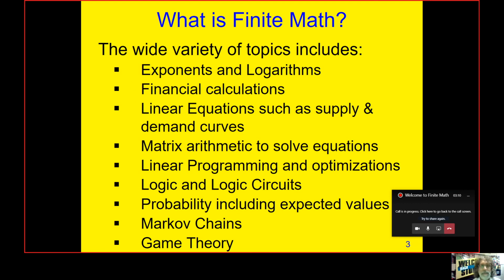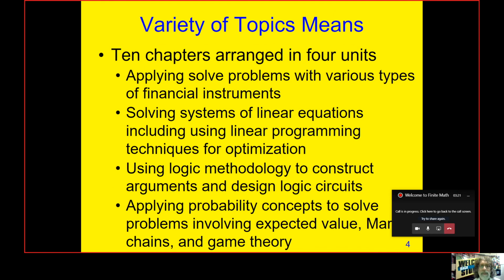Now, specifically, there's a wide variety of topics within finite math, and you can see 9 of them right there. What we're going to do is arrange those items into 10 chapters in the book, arranged into 4 units. The first unit is applying different techniques and simple and compound interest rate calculations to various types of financial instruments, such as sinking funds, annuities, and mortgages.